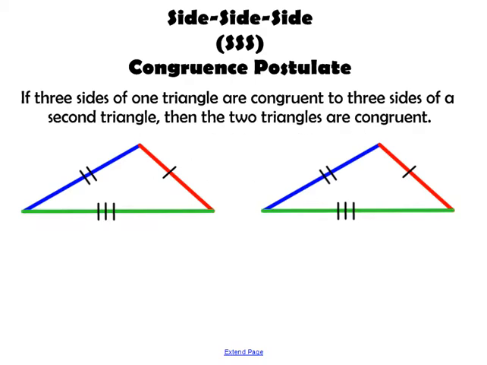Side, side, side congruence postulate, otherwise known as SSS. So if 3 sides of one triangle are congruent to 3 sides of another triangle, then that's enough information to say that the two triangles are congruent. So if you have 2 triangles and you have 3 sets of corresponding and congruent sides, you don't have to have any information about the angles. Knowing that the 3 sides of one are congruent to 3 sides of another triangle is enough information to say that those two triangles are going to be congruent.